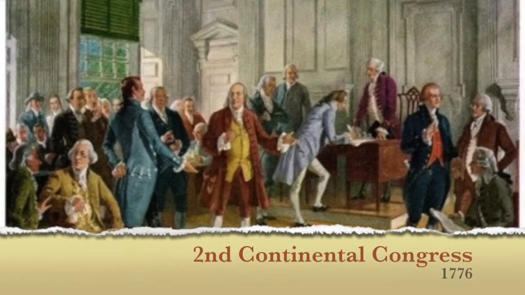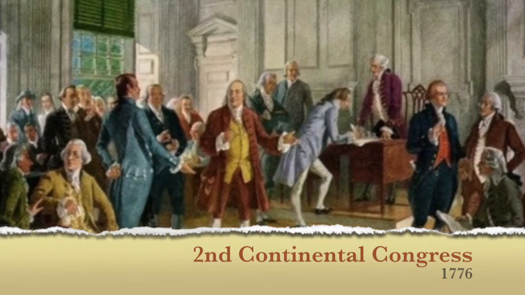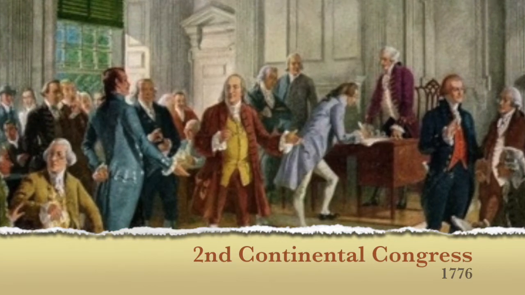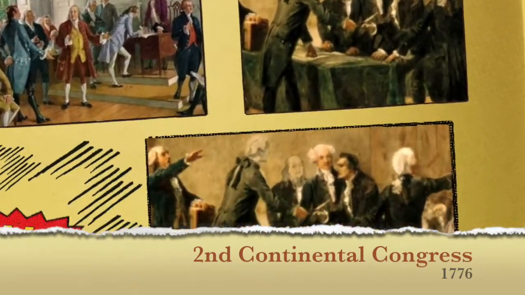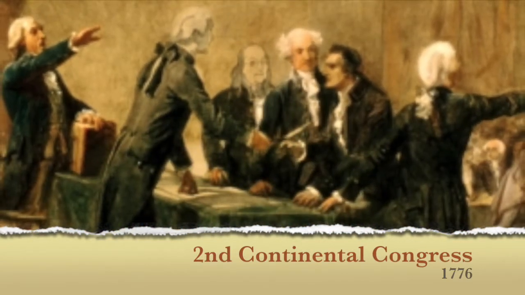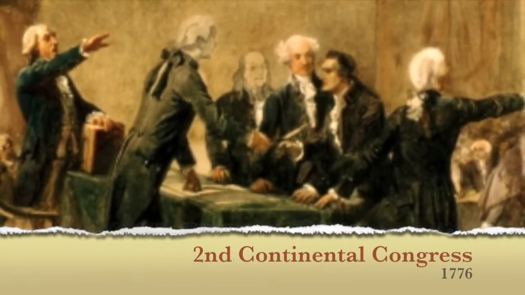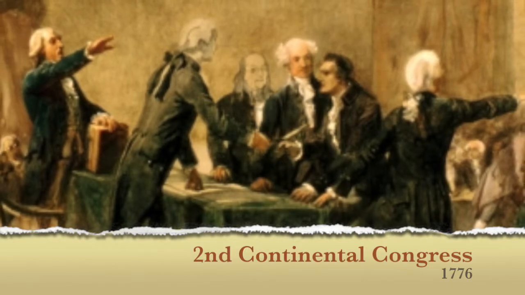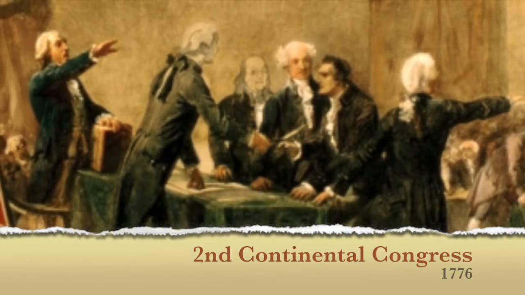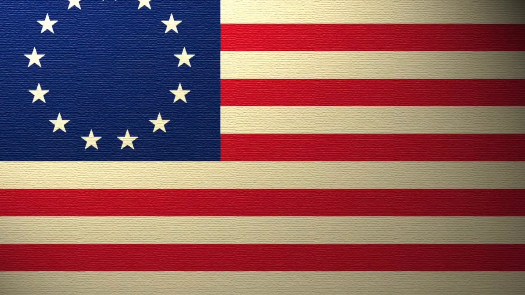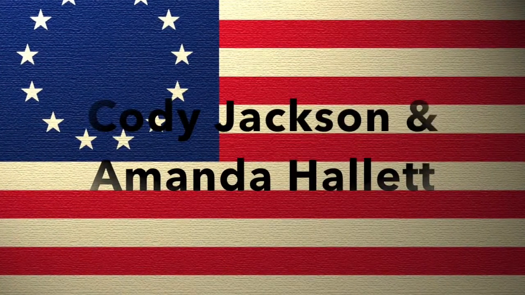After Lexington and Concord, both the British and the colonists knew there was no going back. They met once again in Philadelphia at the Second Continental Congress. Here, they decided to officially separate from Britain, made committees selected to draft the reasons for separation, and Thomas Jefferson was selected to write the Declaration of Independence. The Revolutionary War had officially begun.